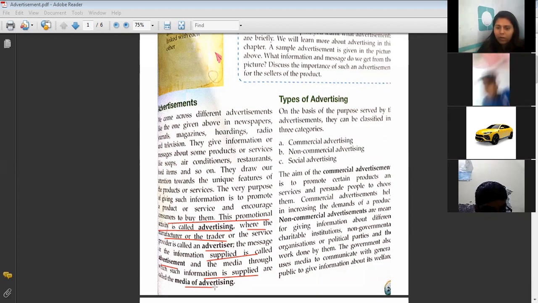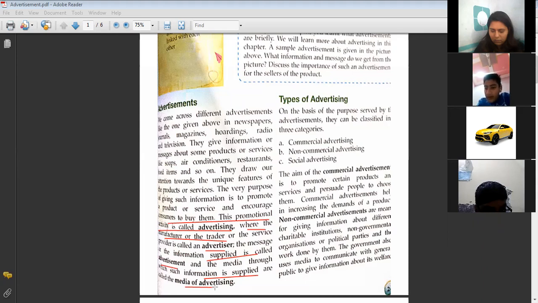Krishna, kindly read types of advertising. Types of advertising. On the basis of the purpose served by the advertisements, they can be classified into three categories: commercial advertising, non-commercial advertising, social advertising. The aim of commercial advertisements is to promote certain products and services and persuade people to choose them. Commercial advertisements help in increasing the demand of a product.